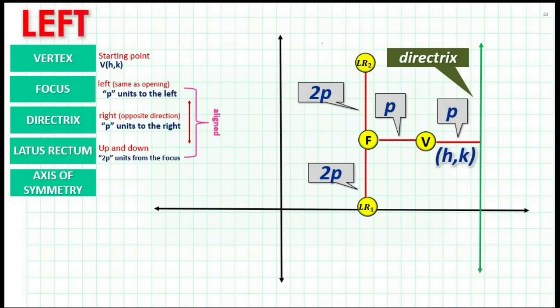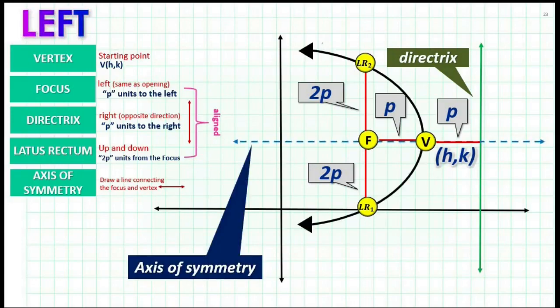Lastly, let us graph the axis of symmetry by simply connecting the focus and the vertex. This time, it is a horizontal line, similar to the axis of symmetry of a parabola that opens to the right. To finally draw the curve, connect the vertex and the endpoints of the latus rectum. And that is the representation by graphing of all the essential parts of a parabola.